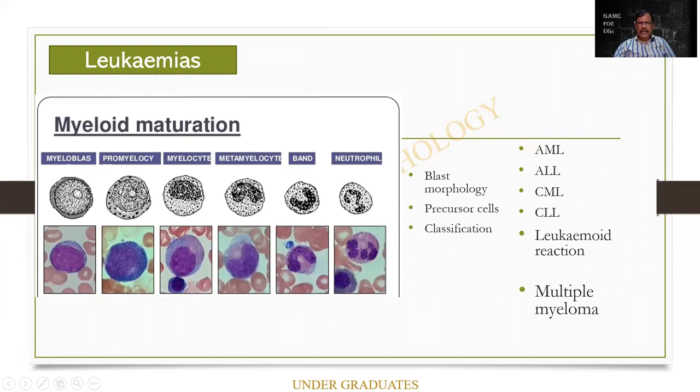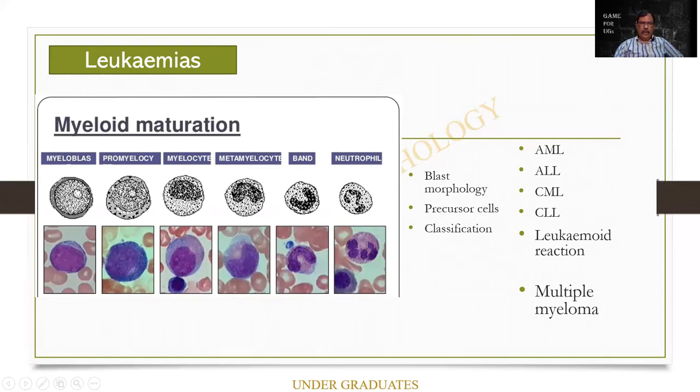Metamyelocyte, there is an indentation, but the nucleus is dark. Granules are present. In all these cells, granules will be present. And from myelocyte downwards, there will be secondary granules or specific granules. Band form becomes C-shaped. And when constrictions develop, it is a mature neutrophil.